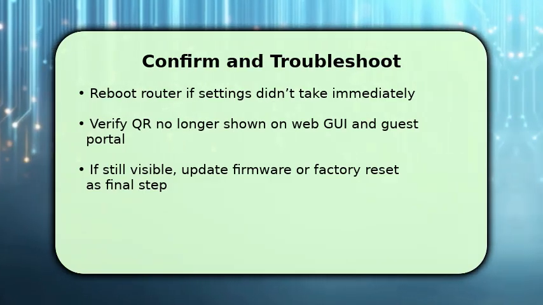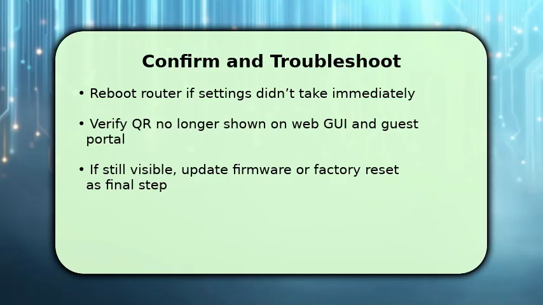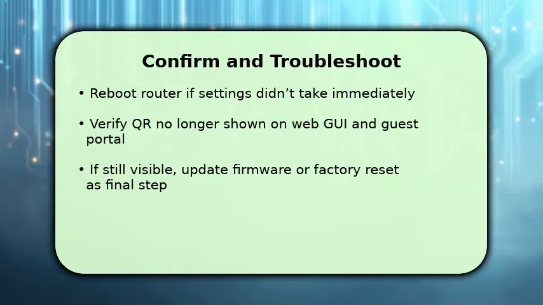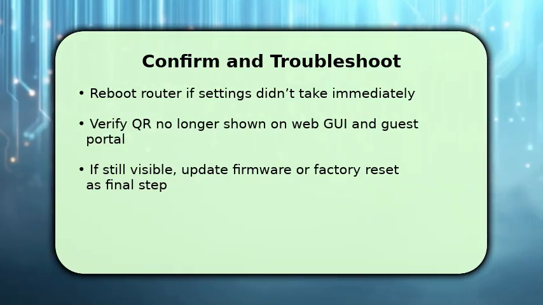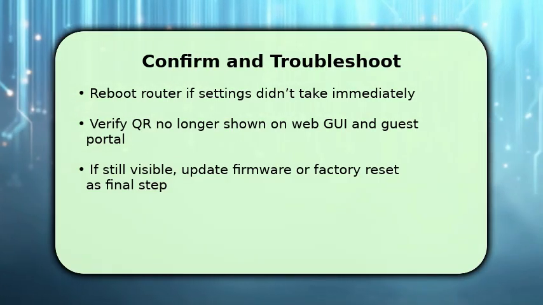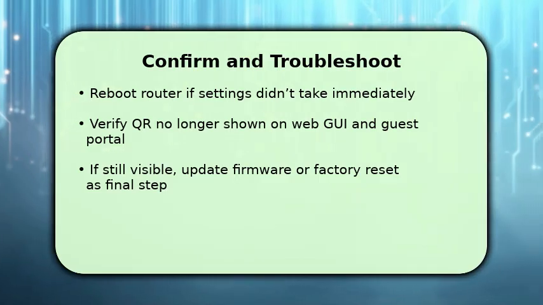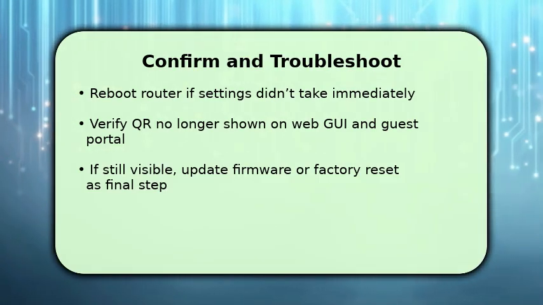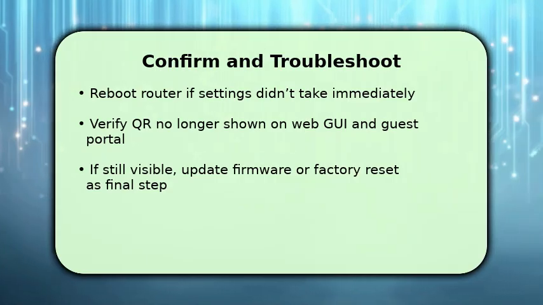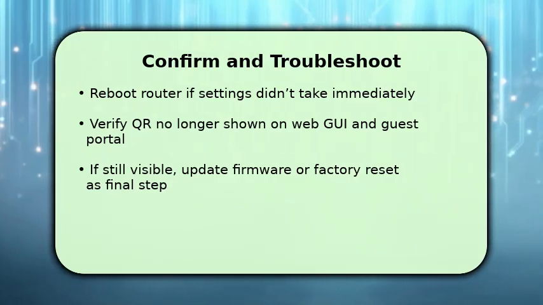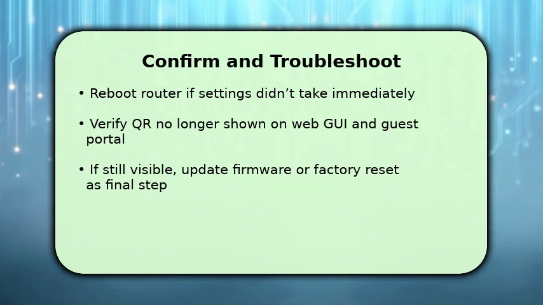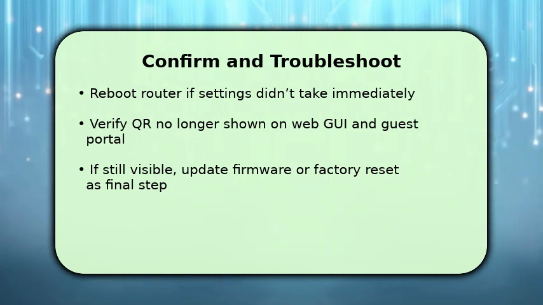If the toggle reverted or QR remains, reboot the router manually and check again. As a last resort, update the firmware to the latest version or perform a factory reset, then reconfigure only essential settings. If problems persist, record the firmware version and error behavior before contacting PLDT support for model-specific guidance.